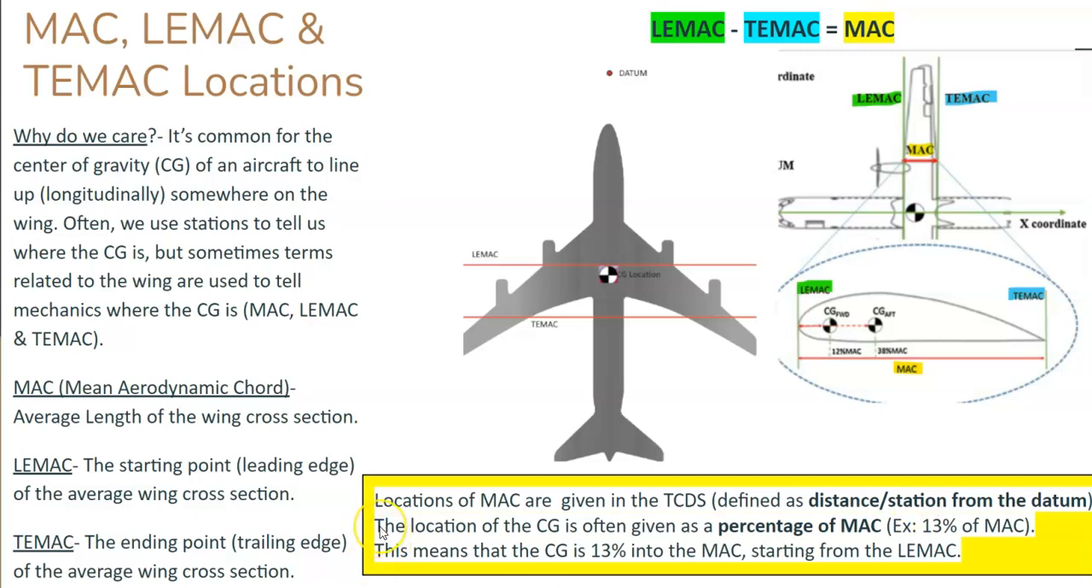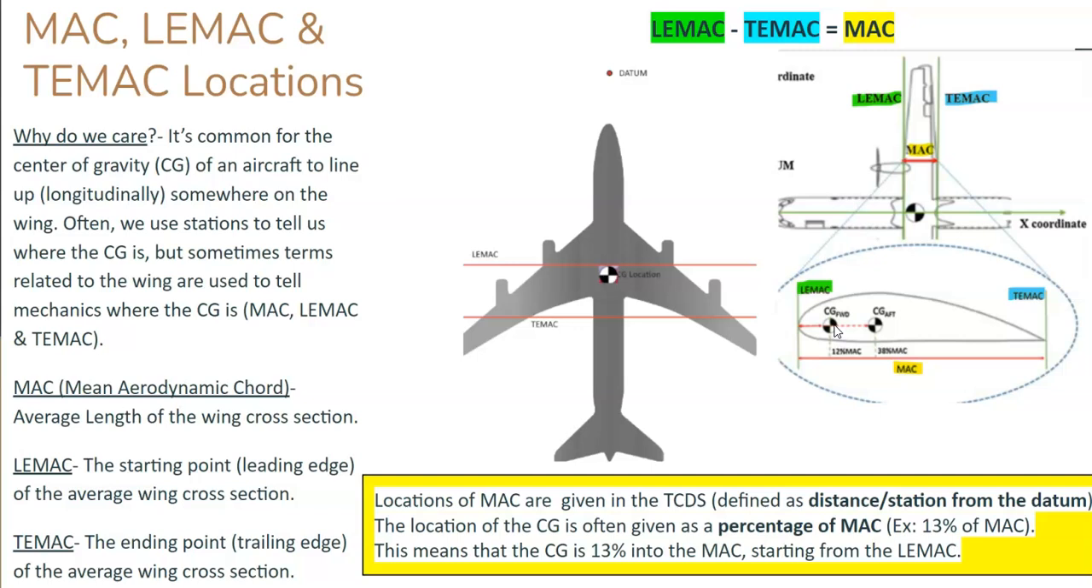Second important thing you need to know is that the location of the center of gravity on the type certificate data sheet or pilot's operating handbook, wherever you find it, that's often given as a percentage of the MAC. So for example, 13% of the MAC. So what does that mean? Let's go back to this cross section for a sec. If you have 13% of the MAC, you're going to take this entire MAC width, and it's telling you that your center of gravity is about 13% in.